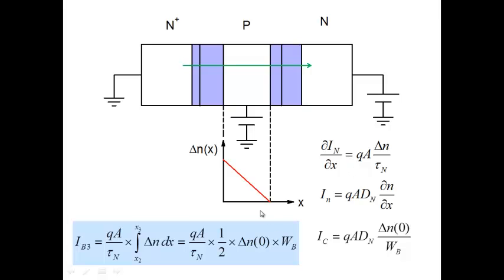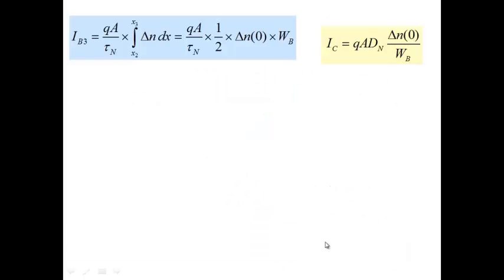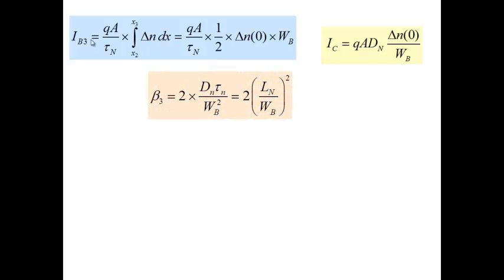analysis here. So anyway, IC is here, and now what we do is we take the ratio of IC and IB3, and we get beta 3 equal to 2 dN tau N by WB square, simple expression. dN tau N is nothing but diffusion length square, so we get beta 3 equal to 2 Ln by WB square. And if I plug in my values, the values that we had for dN was 9, tau N was 1 microsecond here, and diffusion length then turns out to be 30 micron.